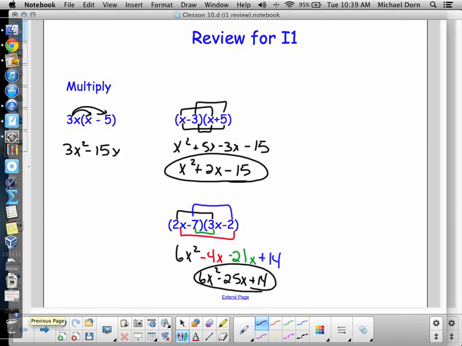So the multiplying part, I'm hoping you're going to find fairly simple, because I think you did when we were doing it in the homework. Don't confuse it with the factoring. When it says multiply, read the instructions.